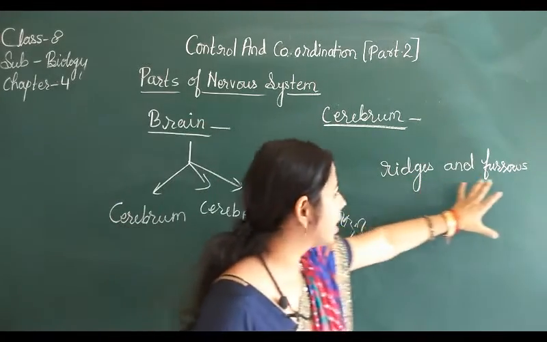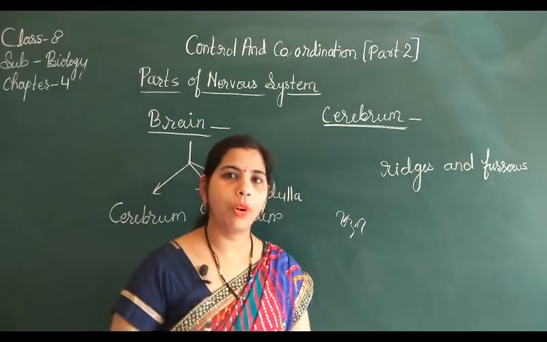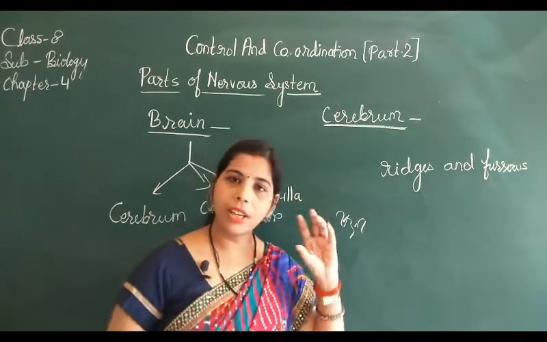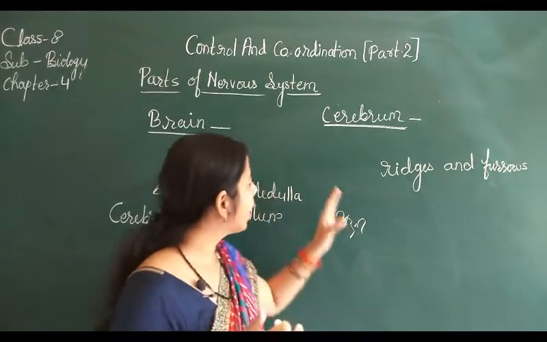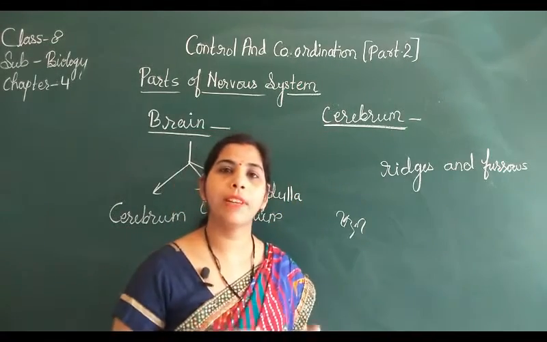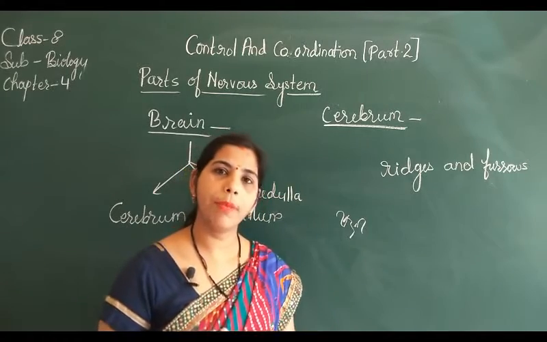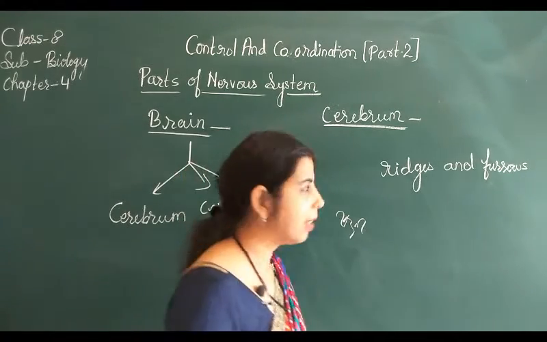And why are these ridges and furrows there? Because to accommodate the maximum place for the neurons. The more ridges and furrows there are, the more neurons they can accommodate, and they increase the mental capacity of the brain. The more neurons there are, the faster the messages will be transferred and the capability will increase.